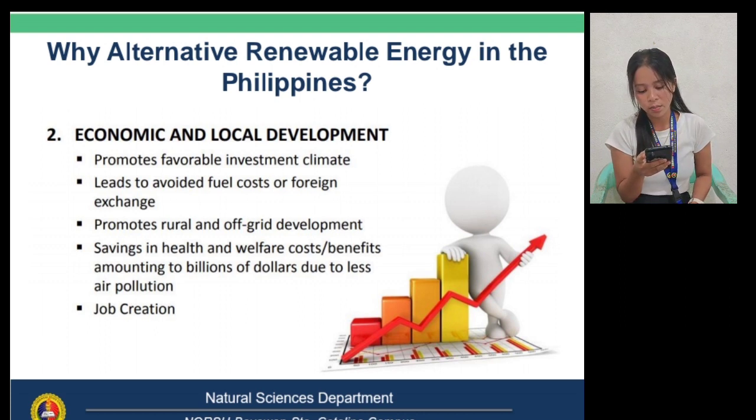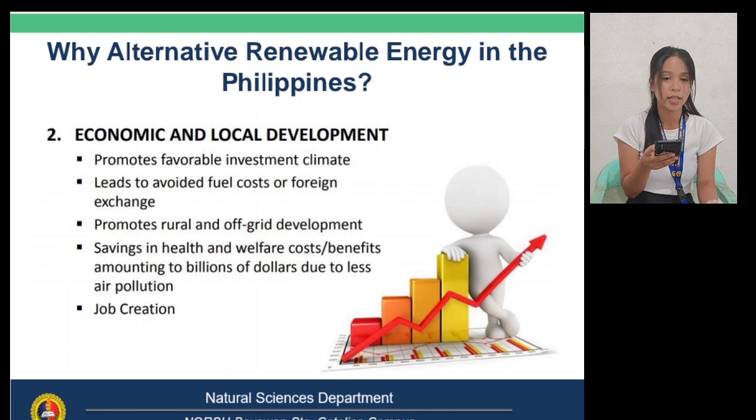Economic and local development initiatives play a crucial role in promoting rural and off-grid development by investing in infrastructure, creating job opportunities, and supporting local businesses. These efforts can help stimulate economic growth in rural and off-grid areas.